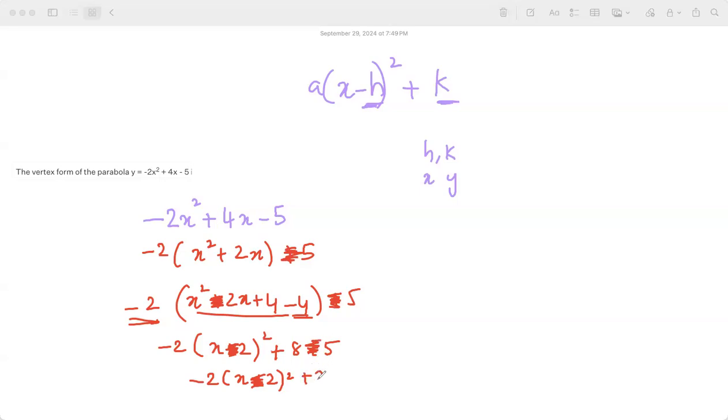So this becomes plus 3. So I'm thinking, let me check my answer too. This is plus 8 minus 5 is plus 3. Oh, what I did was, let me check, I didn't apply the negative 2 to it. Wait a minute. Let me quickly check, please.